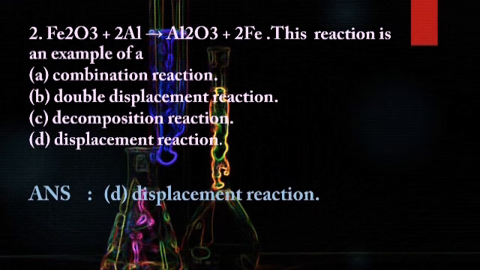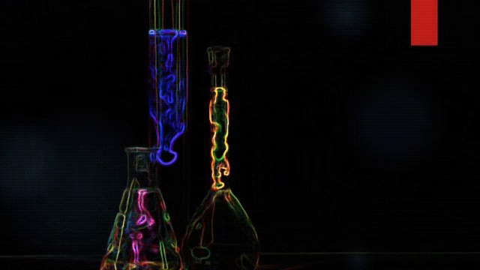As in the above reaction, we can see that aluminum is more reactive than iron, so it displaces iron from Fe2O3, that is iron oxide, to form Al2O3, that is aluminum oxide. Hence, it is a displacement reaction. Now, moving on to the third question.